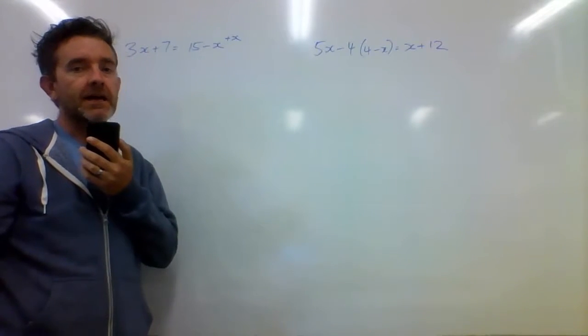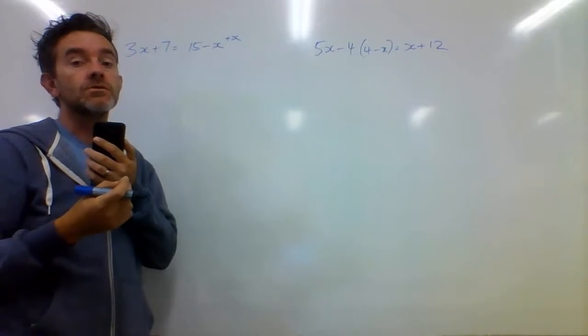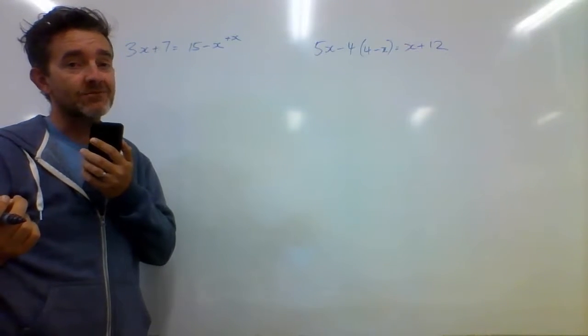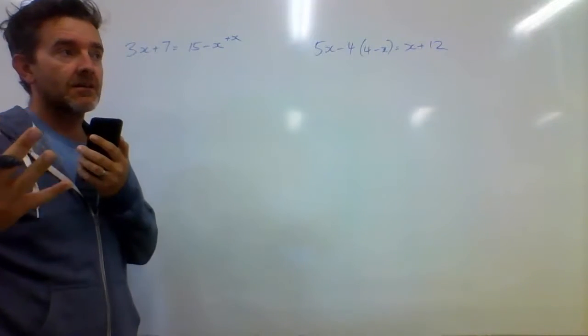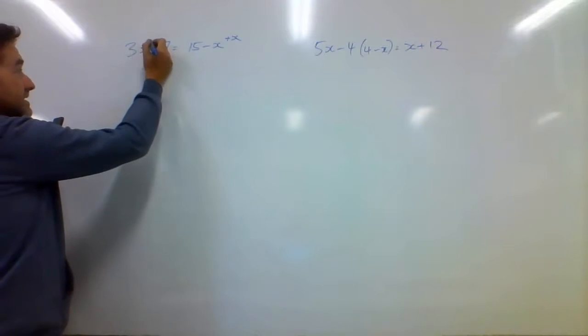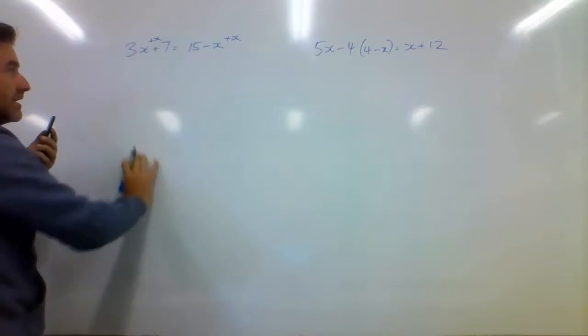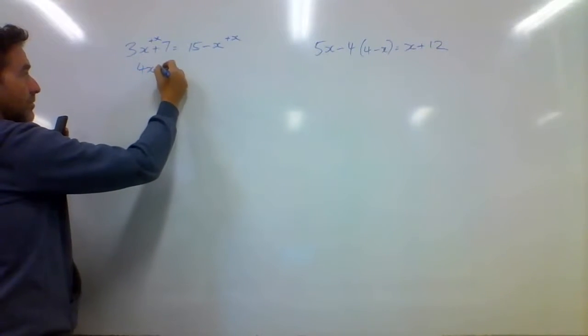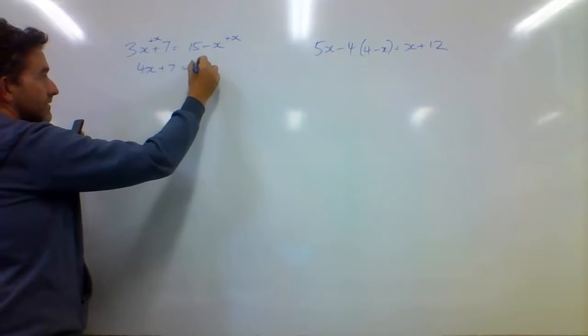Now, if you have been paying any attention at all, you know that you need to do the same thing on both sides in an equation. Otherwise, it's not an equation anymore. It would be an inequality, because if you change one side, it's not going to be equal. So I have to do the same over here. I need to add another x over here. So when I do that, 3x plus x is 4x plus 7 equals 15.